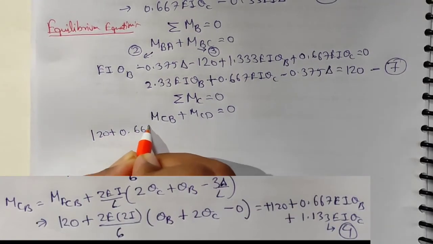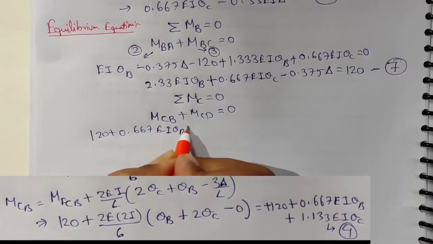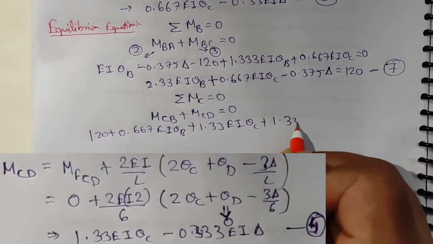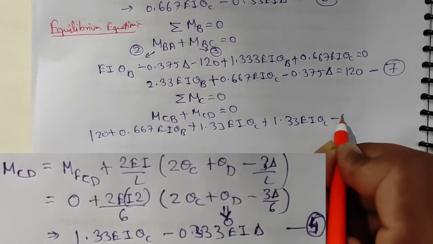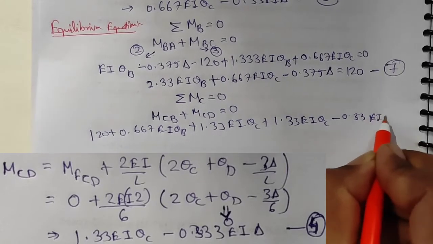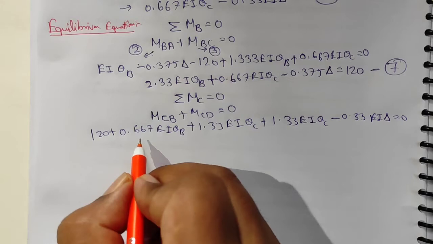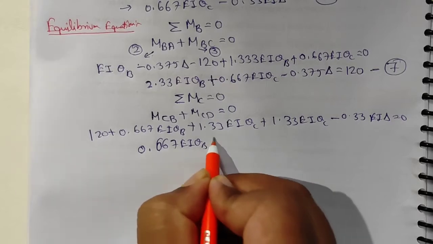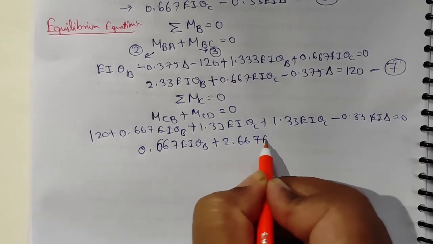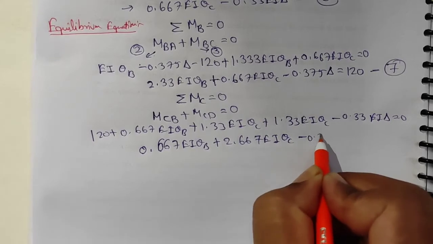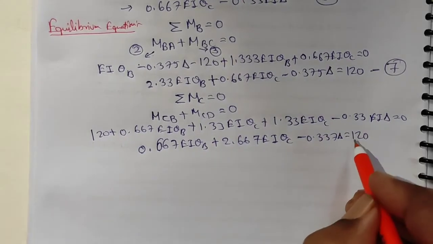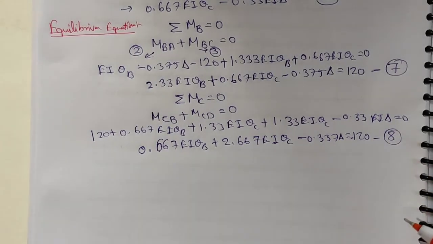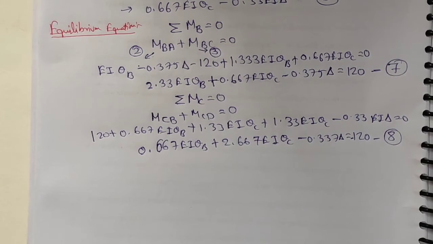120 plus 0.667 EI theta B plus 1.33 EI theta C plus 1.33 EI theta C minus 0.33 EI del equals to 0. After simplifying, we'll get the equation as 0.667 EI theta B plus 2.667 EI theta C minus 0.337 del equals to negative 120. So I will label it as equation number 8. These two equations are very important for further solution.